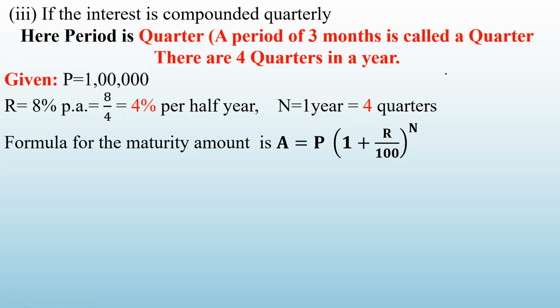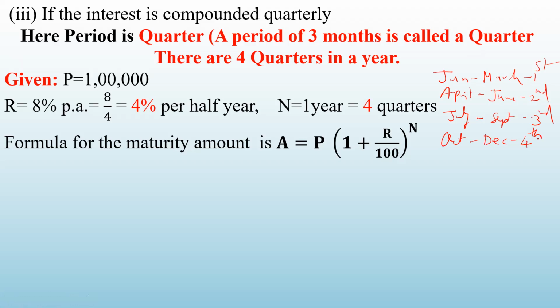From January to March, that is January, February, March, is the first quarter. Then April to June, April, May, June, is the second quarter. Then July, August, September is the third quarter. And October, November, December is the last quarter, the fourth quarter. So there are 4 quarters in a year, and a period of 3 months is a quarter.